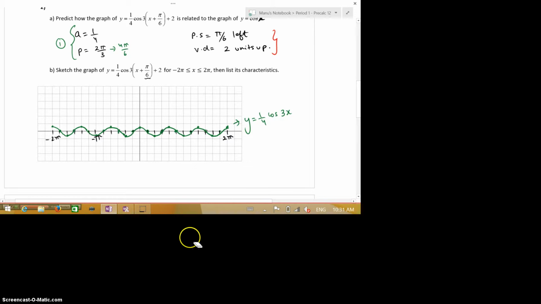Alright, and I can now properly label my scale here, so I can actually make those transformations. 1, 2, 3, 4, 5, 6. This was pi, 2 pi. Then this is going to be 1. This is going to be 1, 2, 3, -1, -2. Right, so now it's got an amplitude of 1/4, and it's got a period of 4 pi over 6, or 2 pi over 3.